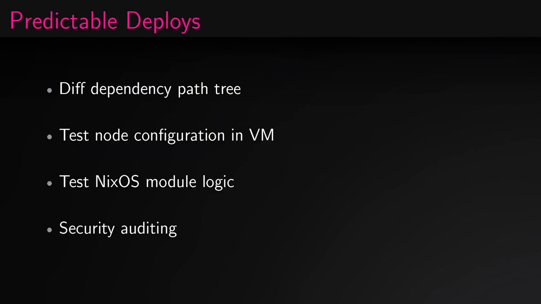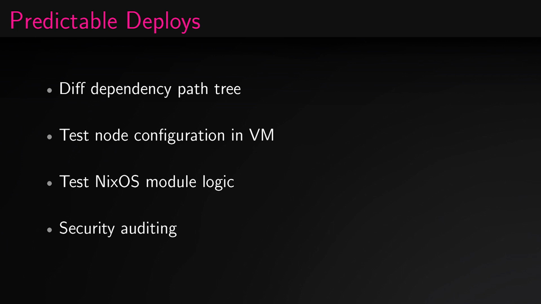And so what does this give us? Well, it can give us more predictable deploys, in the sense that we can project what paths will be calculated, what will actually be deployed in some undeployed change to our infrastructure, and then see exactly what packages have actually changed.